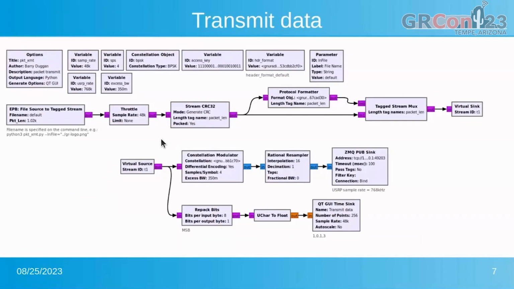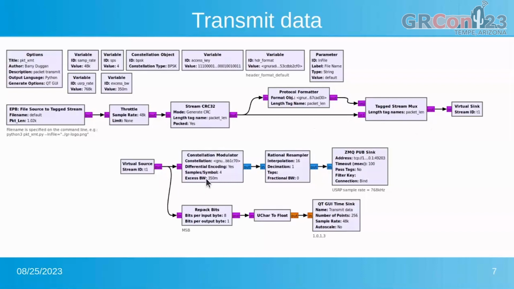So I came up with this. I have an embedded Python block, which I will describe in detail in a minute, feeding a CRC, the protocol formatter, same header format default with the access key. And at this point, the output of the CRC32 is the payload. So by combining the header and the payload in a mux, we get what we want to transmit.